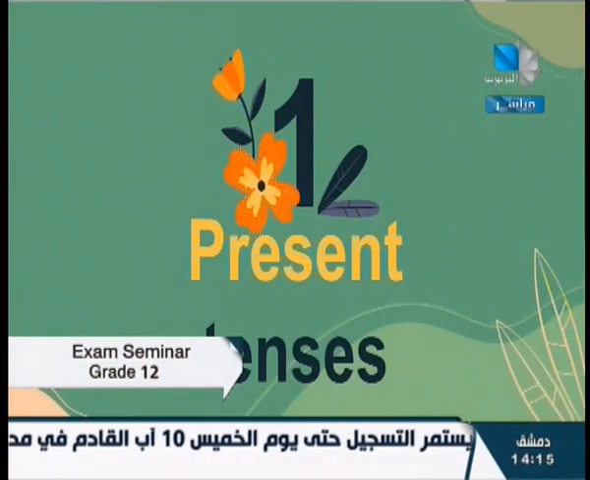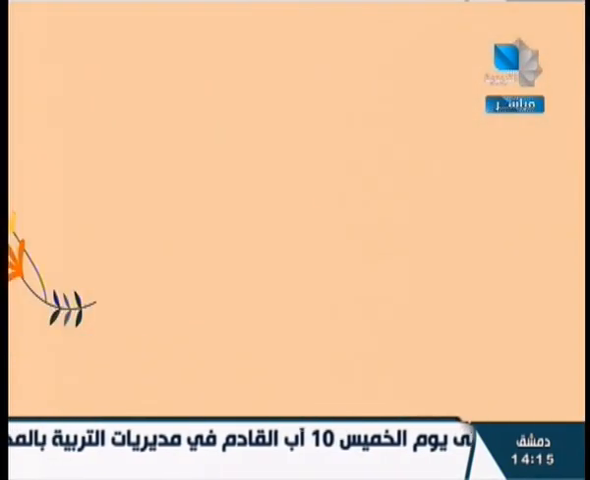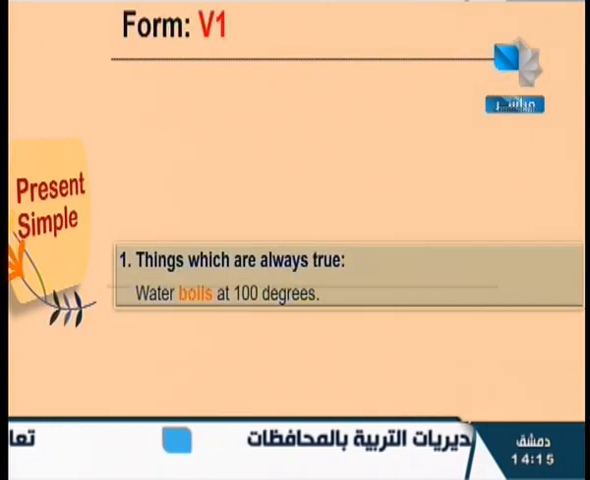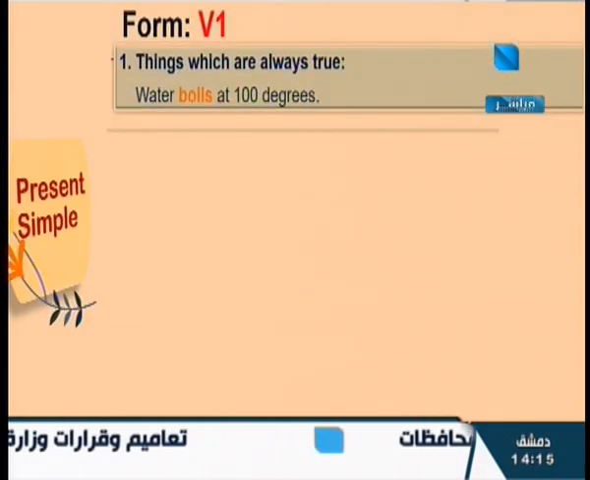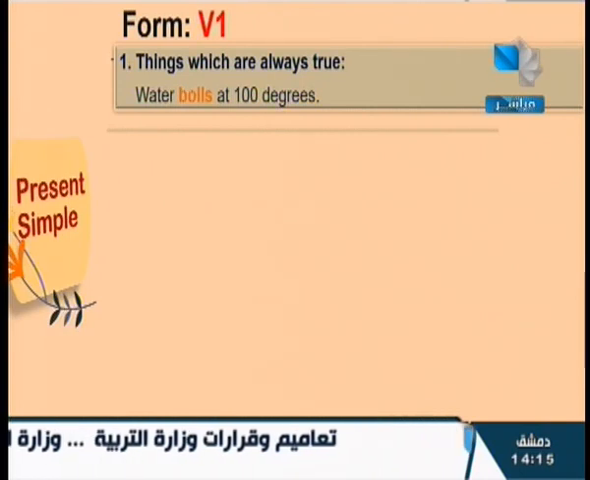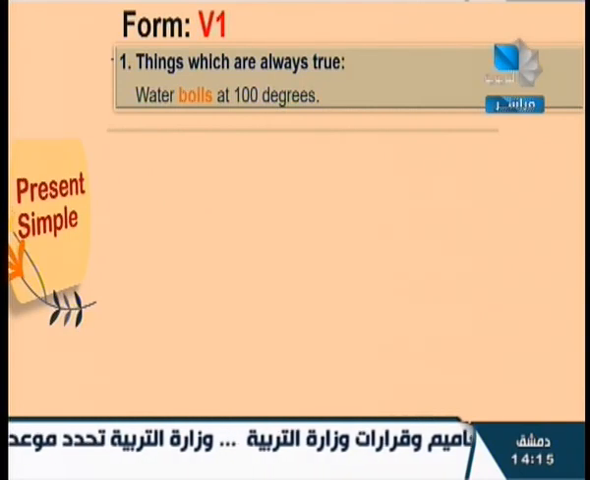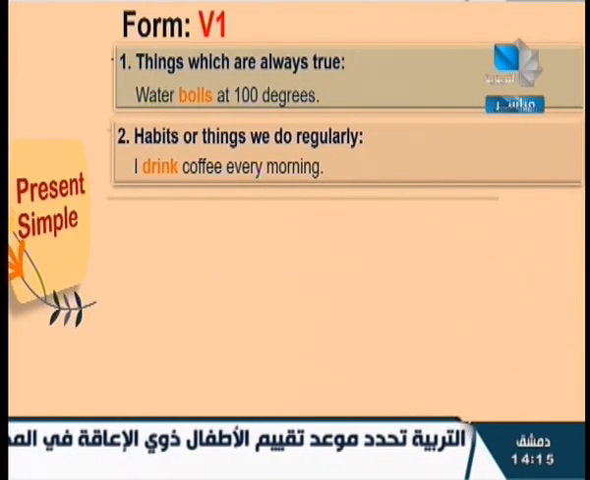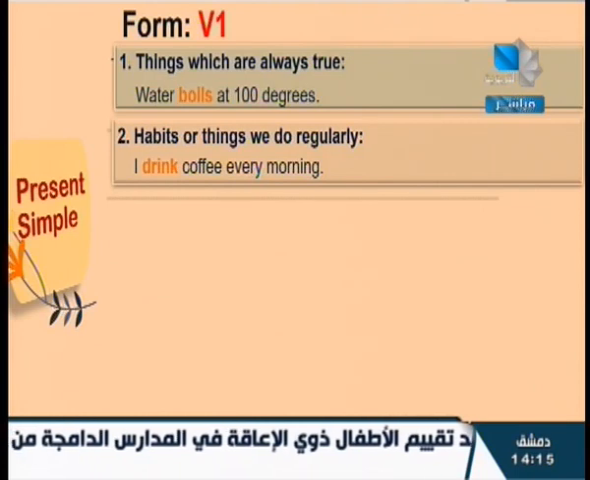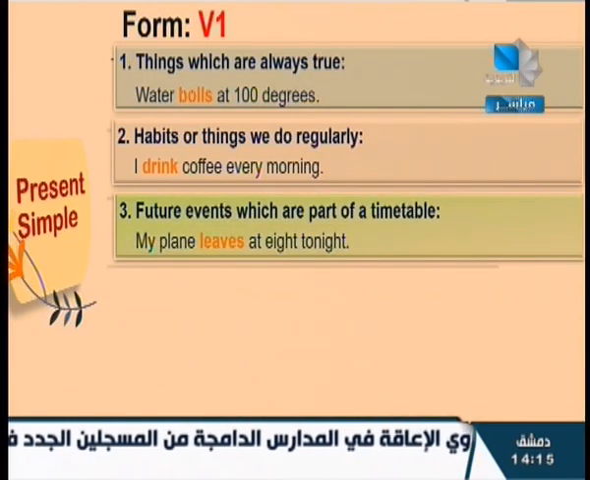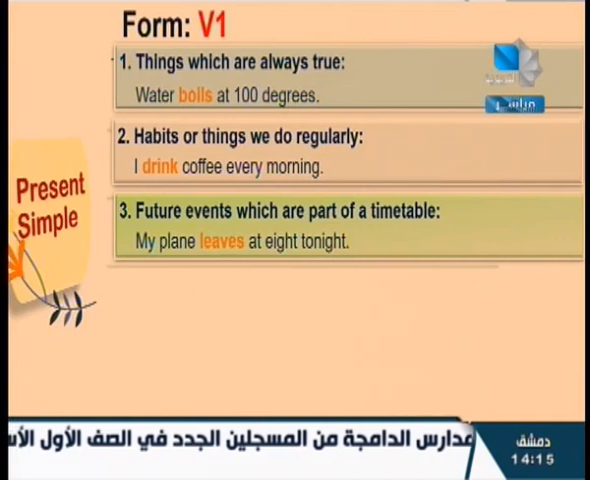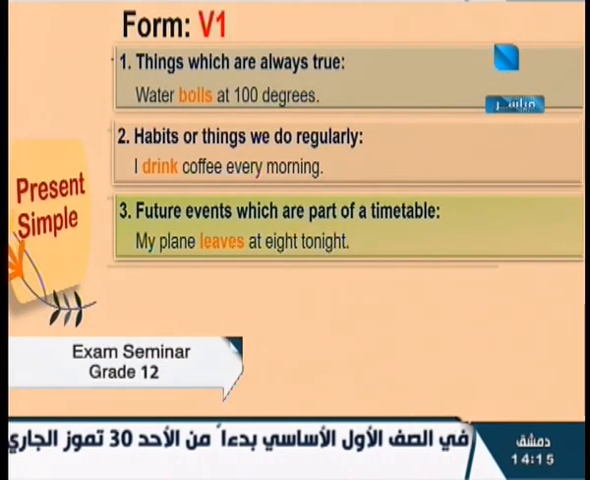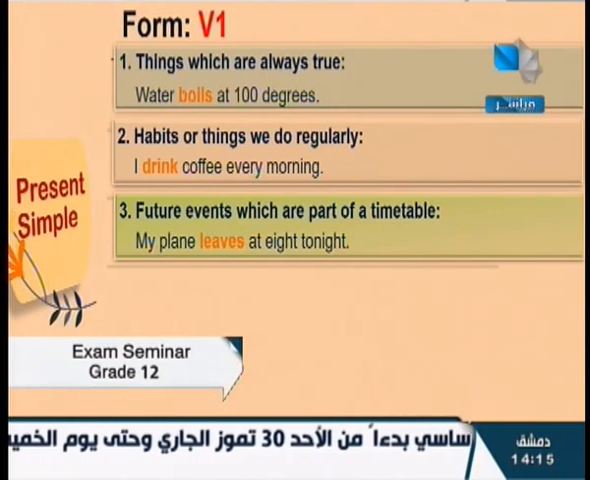We use the present simple tense for things which are always true, that is, for facts. Water boils at 100 degrees. This is an example. Also, we use the present simple tense for habits or things we do regularly. An example for this: I drink coffee every morning. And we use it also for future events which are part of a timetable. Example: my plane leaves at 8 tonight.